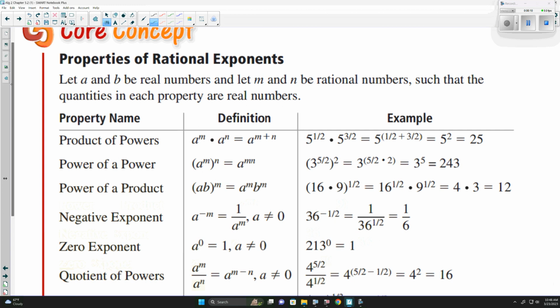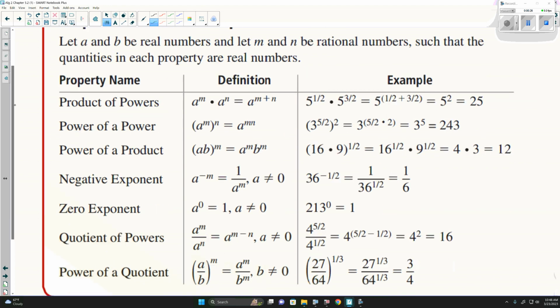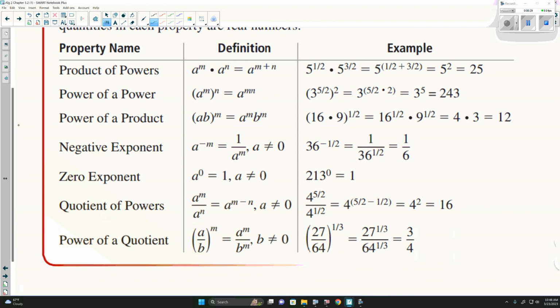what we're looking at today is properties of rational exponents, or properties of exponents, and simplifying them. Now, when we look at this here, we have several properties that we've already covered or you've learned so far. The first one's product of a power. If we multiply two like bases together, we add the exponents. So if we multiply 5 to the 1/2 by 5 to the 3/2, we add the exponents together.